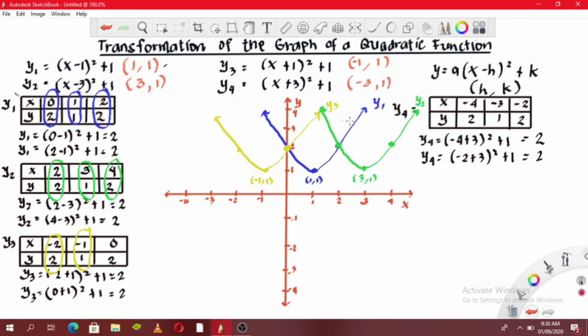For y sub 4. So, negative 4, 2. Ito po yan. And then, negative 3, 1. Ito. So, yan yung vertex. And then, the third point, negative 2, 2. Ayan. So, connect natin yung mga points to draw the parabola. Ayusin na nga po natin. Ulitin natin. So, let's draw the parabola.